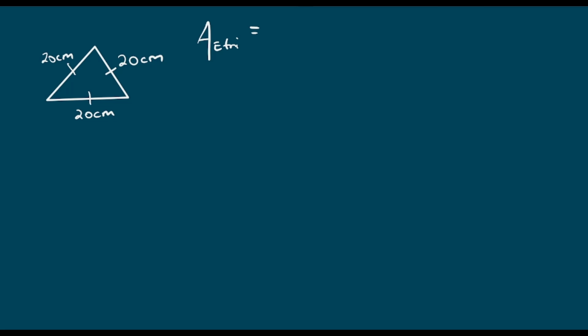Okay, now let's say we had an equilateral triangle with sides measuring 20 centimeters. Now the area of an equilateral triangle is equal to root 3 divided by 4 times s squared. So for our triangle, that would be root 3 over 4 multiplied by 20 squared.